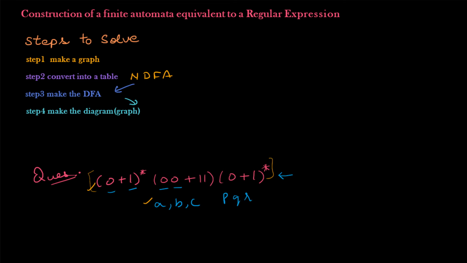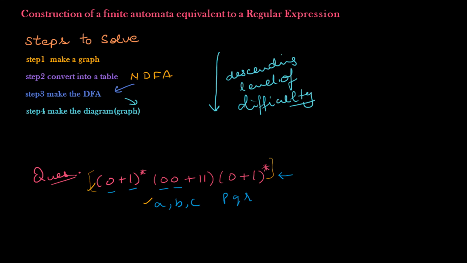This method, or these steps, go down in level of difficulty. This is descending level of difficulty, or as I would like to put it, the chance of making a mistake is the most here. So don't make a mistake in the first step, because then it goes totally wrong. If you get this part right, the rest is as easy as it gets.